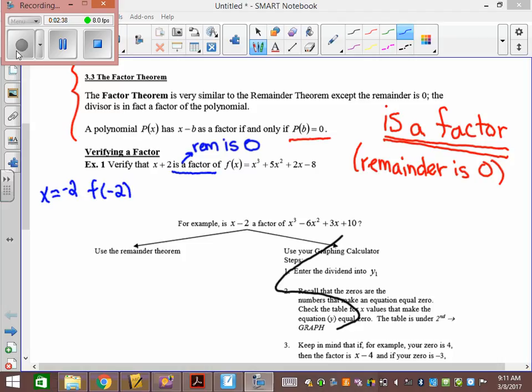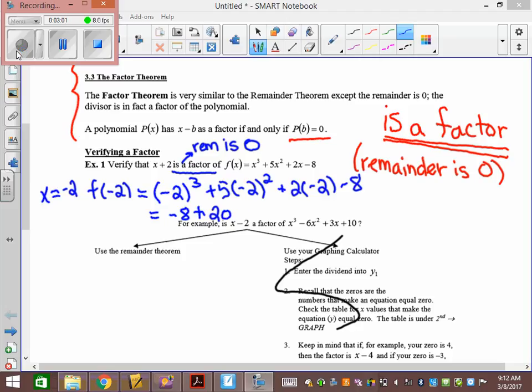So f of negative 2 equals negative 2 cubed plus 5 times negative 2 squared plus 2 times negative 2 minus 8. Negative 2 cubed is negative 8, plus 5 times 4 is 20, plus 2 times negative 2 is negative 4, minus 8. And so we get negative 8 minus 8 is negative 16, minus 4 is negative 20, plus 20 is 0. And you just proved that it's a factor.